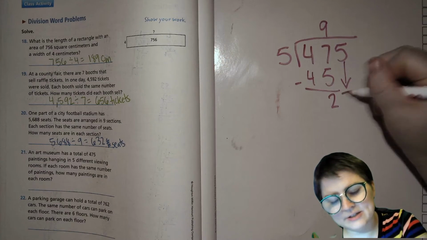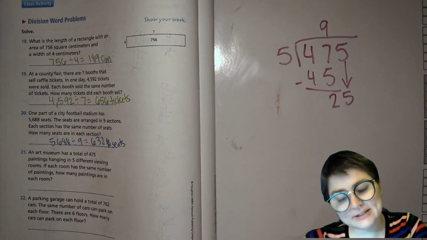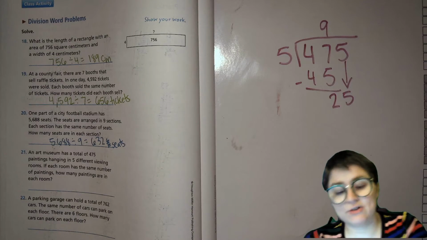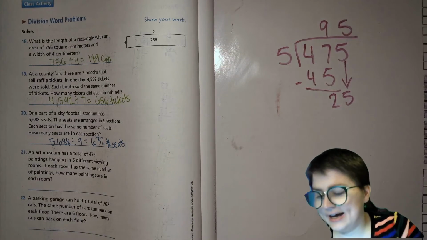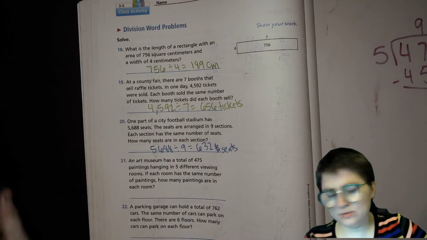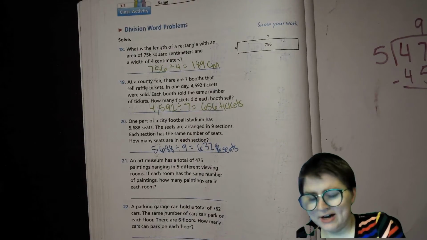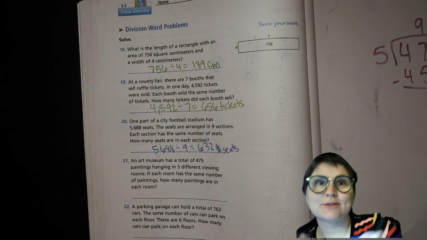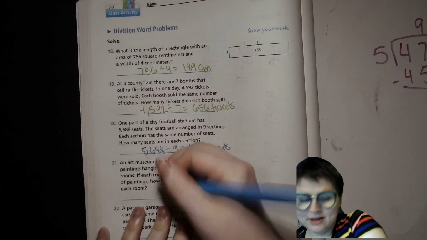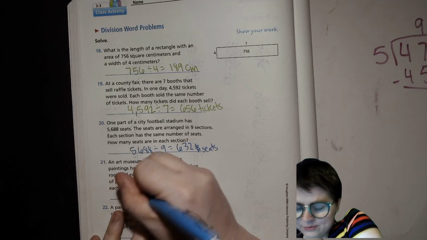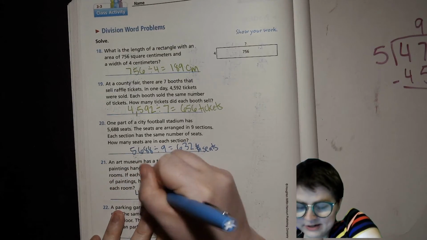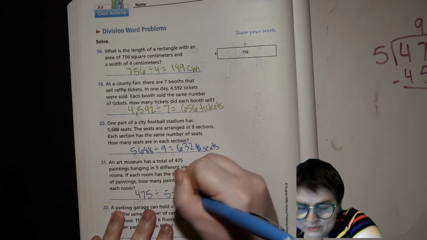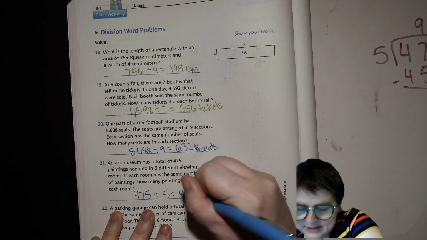Bring that 5 ones down. So now we have 25 ones. 5 times what is 25 ones? 5. 5 times 5 is 25. That's one of my favorite facts. I just love my square numbers, you know. How cool are they? 475 divided by 5 equals 95 paintings.